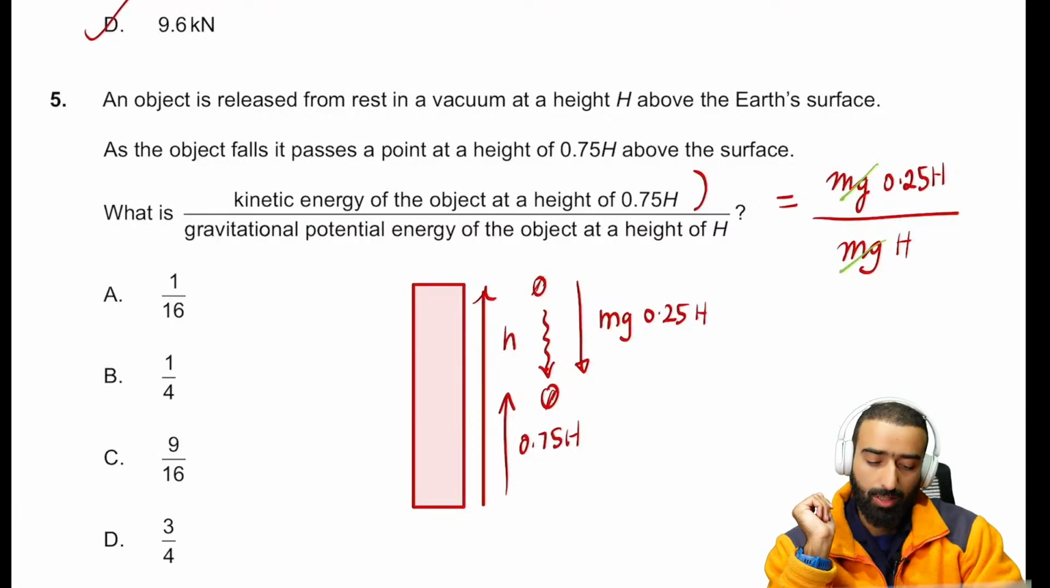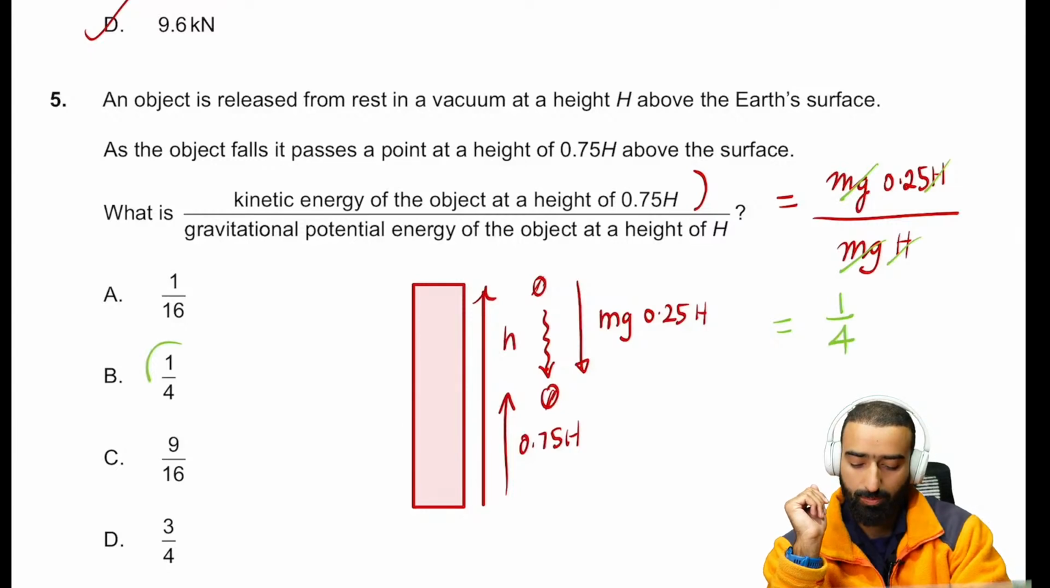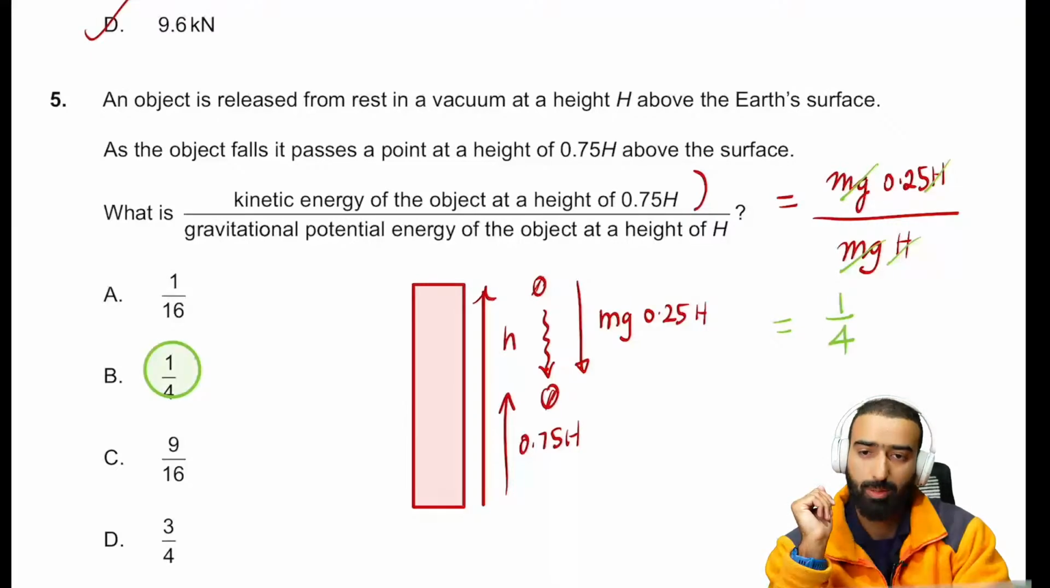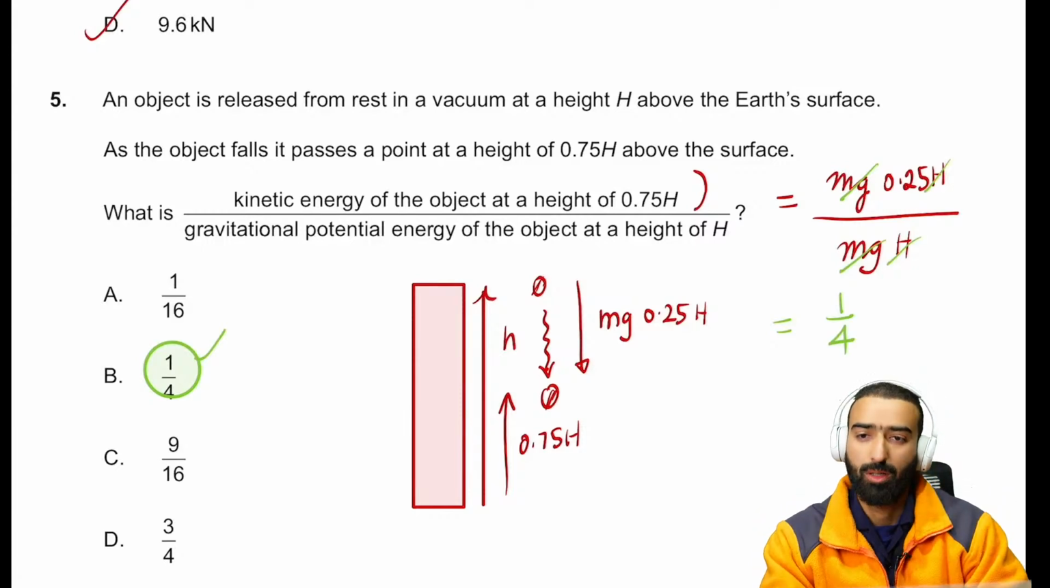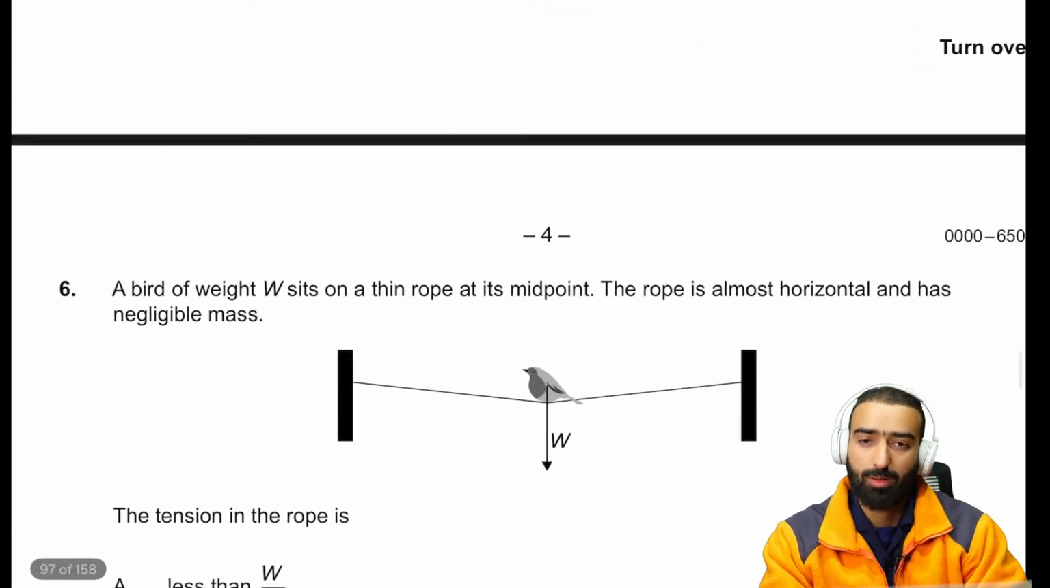Mg goes away, h goes away, and we are left with 0.25, which is just 1/4. So the correct option is B. All right, let's move on to the next part of the paper.